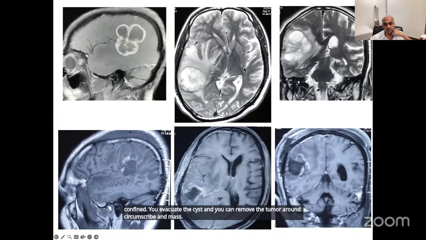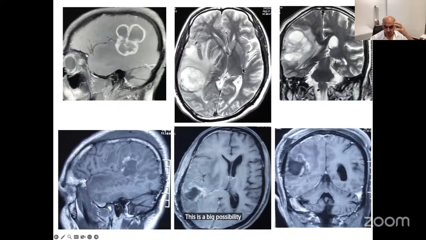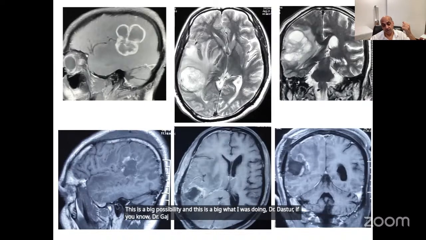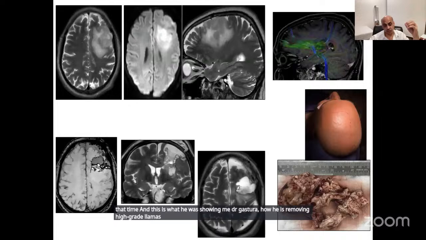This is a big possibility, and this is not what I was doing. Dr. Dastur, if you know, Dr. Gajendra Singh, if you know, very famous Indian neurosurgeons at that time. This is what Dr. Dastur was showing me, how he was removing high-grade gliomas en masse. So this is another tumor, dangerous areas.